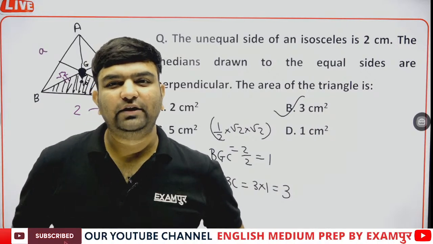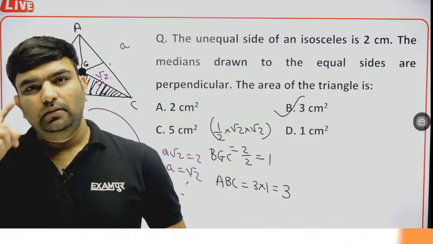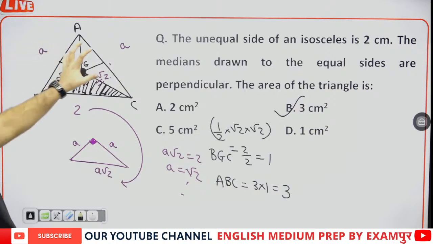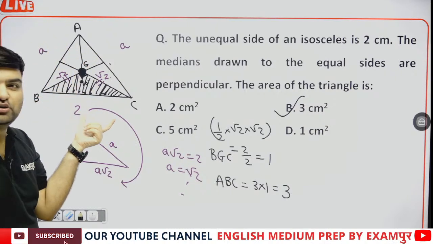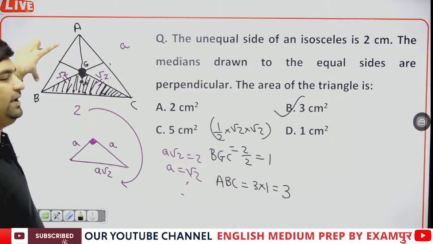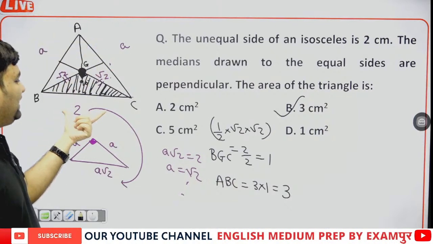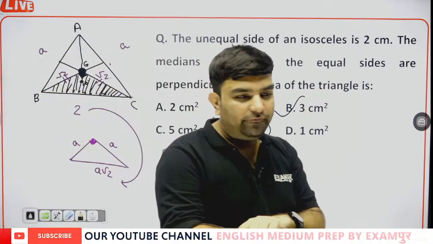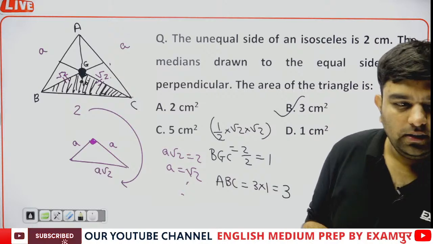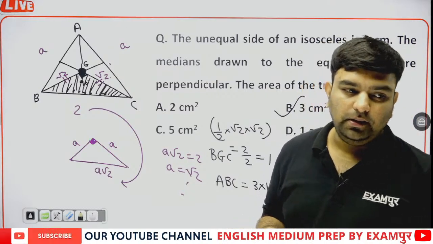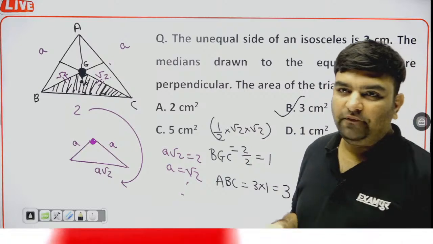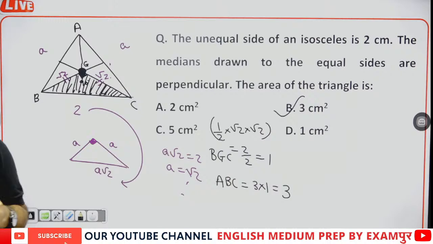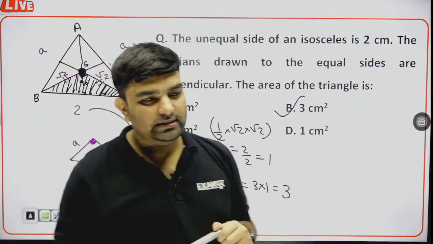Then you will get the side now. If you apply AB square plus AC square is equal to 5 times BC square, you will get this side. After that, you have to go for Heron's formula. I think that way as well, it will come out to be the answer.